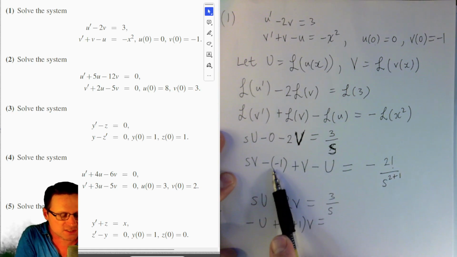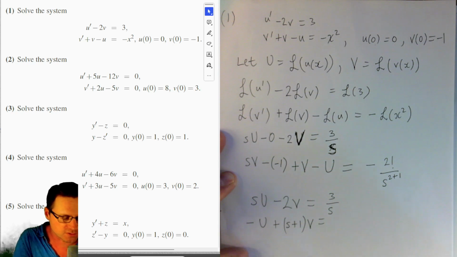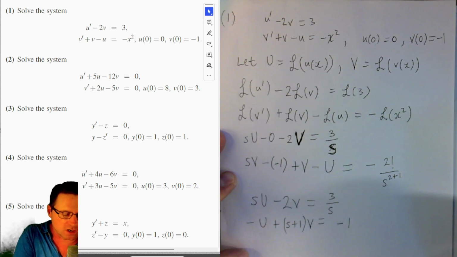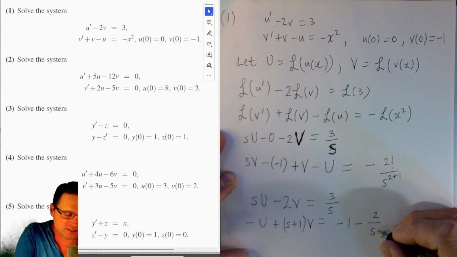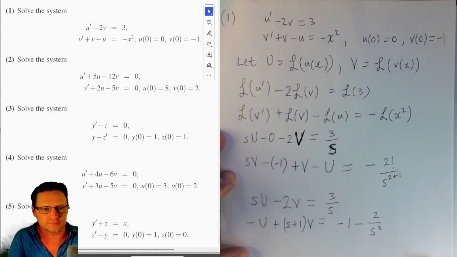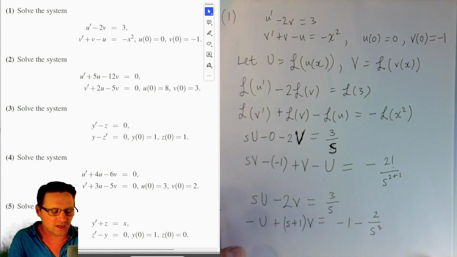Now that's a plus 1. We want to take that over to the right-hand side by subtracting 1 from both sides. We have minus 1 minus 2 over s to the power of 3. Okay, so now we need to solve this system for U and for V.